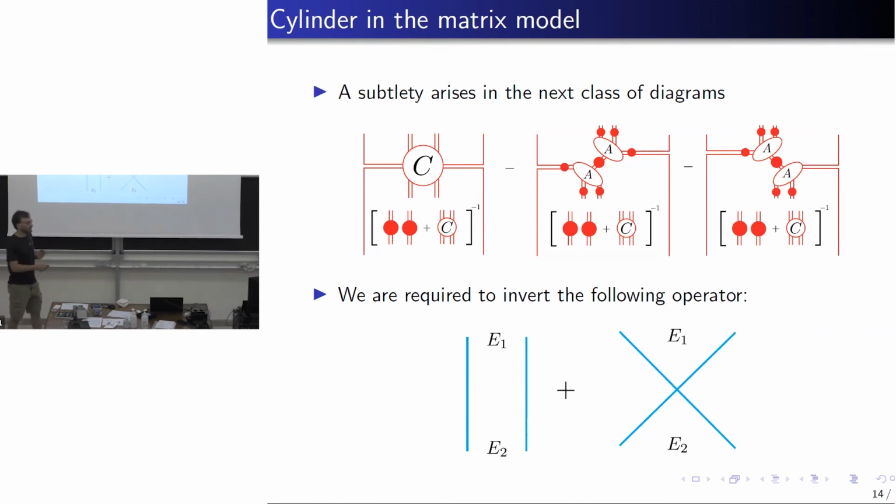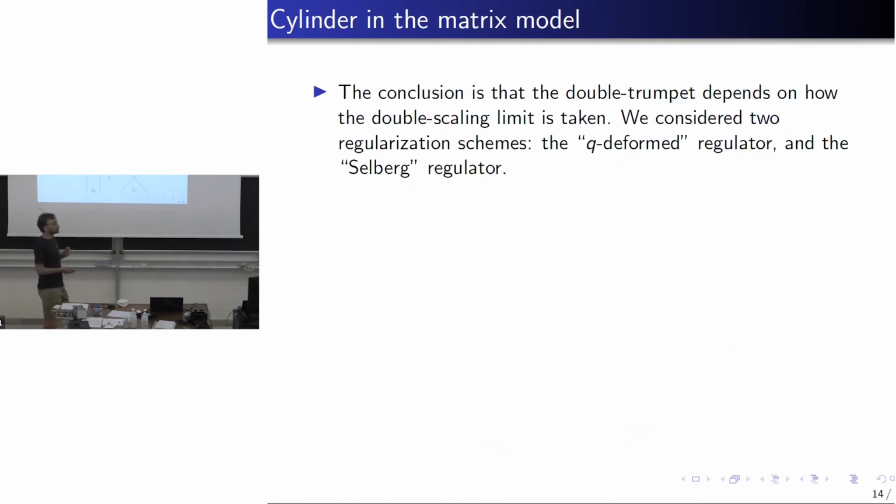So this is where the technical details really blow up, and I don't want to go into that. But the point is, what I think this is telling us is that the details of how you take the double scaling limit to get the disk answer need to be known in order to execute our procedure to figure out the double trumpet. And so we had to consider ways of deforming the gravitational answer away from what I presented in such a way that this expression here is invertible. And we considered different ways of doing that. We gave names to our two different ways of deforming the answer. One of them is called Selberg regulator. One of them is called Q-deformed regulator. I don't want to go into the details, but the point is that they give you different answers for the double trumpet.